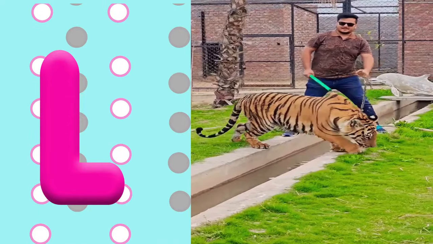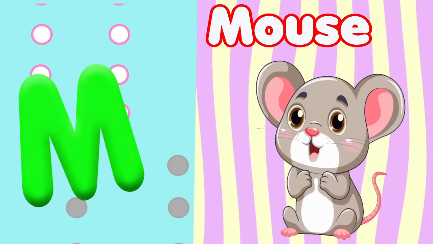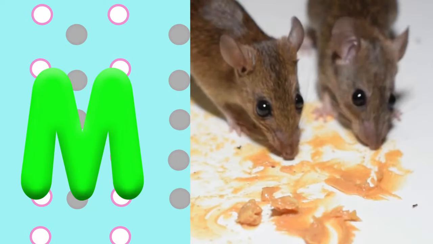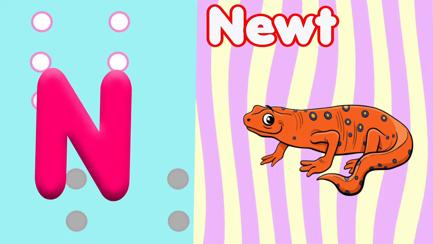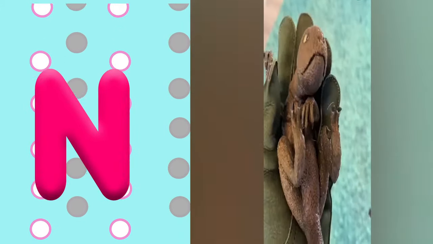L, lion. M is for mouse. M, m, mouse. M, mouse. N is for newt. N, n, newt. O is for ostrich.